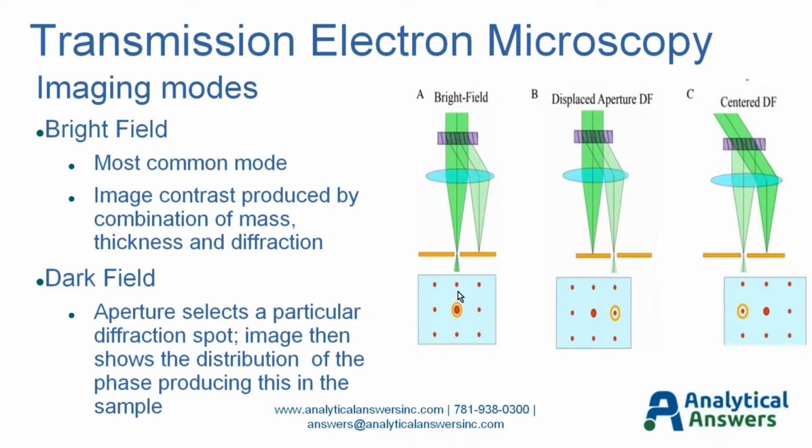We can also, rather than selecting out the diffracted beams, specifically select one or more of them to use to form our image. And I've shown that here, where we take this aperture, and rather than selecting the directly transmitted beam, we center it over one of the diffraction spots in a diffraction pattern, and then use these electrons to form our image. And what that will do then is show you a distribution within that field of view of where the crystallites are that are contributing to that particular diffraction spot.